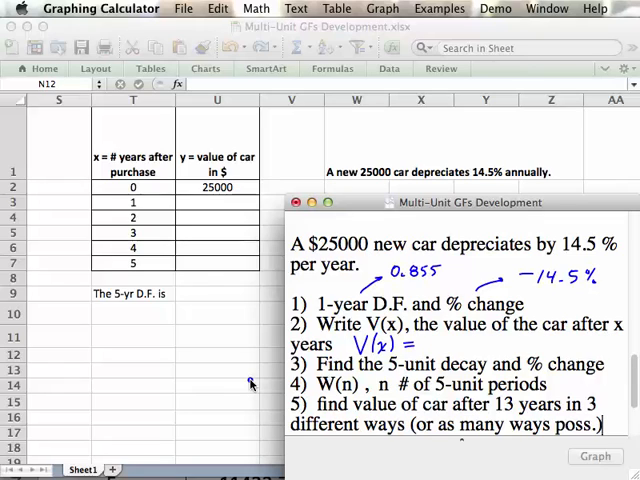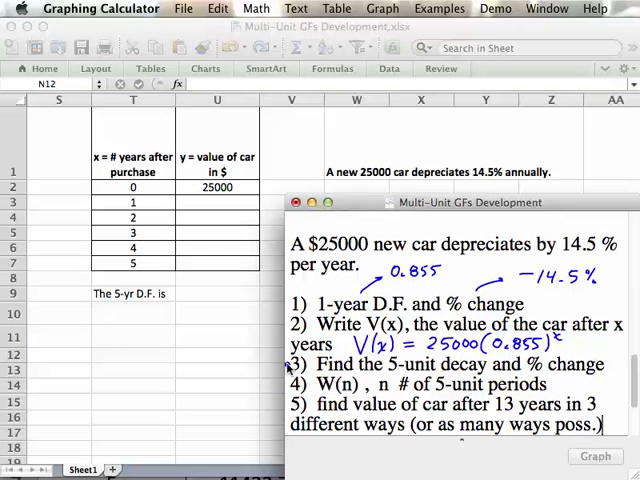Okay, Alex back there. Did you get V of x? Number 2? This is what he said. Agree with number 2? Okay, how about Matt right here? Number 3, how'd you get the 5-unit decay factor?